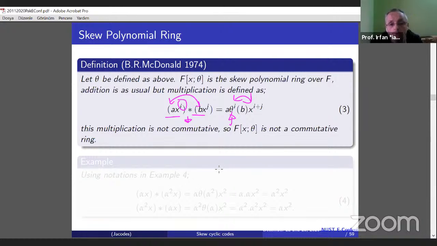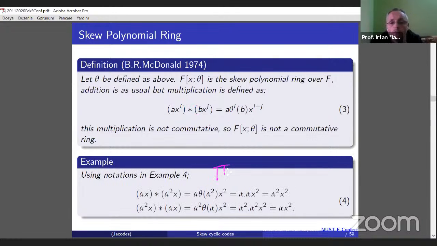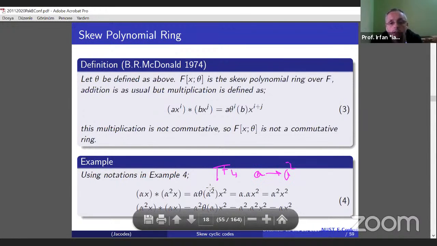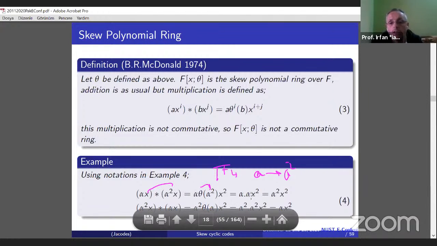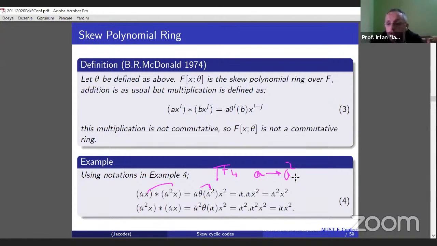And here is an example. Again, we had this F4, which I just mentioned before. So the map was taking a to a square in general, and that's the Frobenius map. And if you apply this map, here is a small algebra. So we want to switch x and alpha square. You have to multiply theta once because it's x, and then you look at the map and you plug in. So it is troublesome. It's not very straightforward.